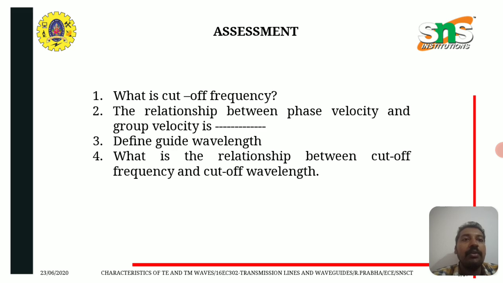So in this video we studied about the characteristics of transverse electric and transverse magnetic waves, and also calculated the values of phase velocity and wavelength lambda.